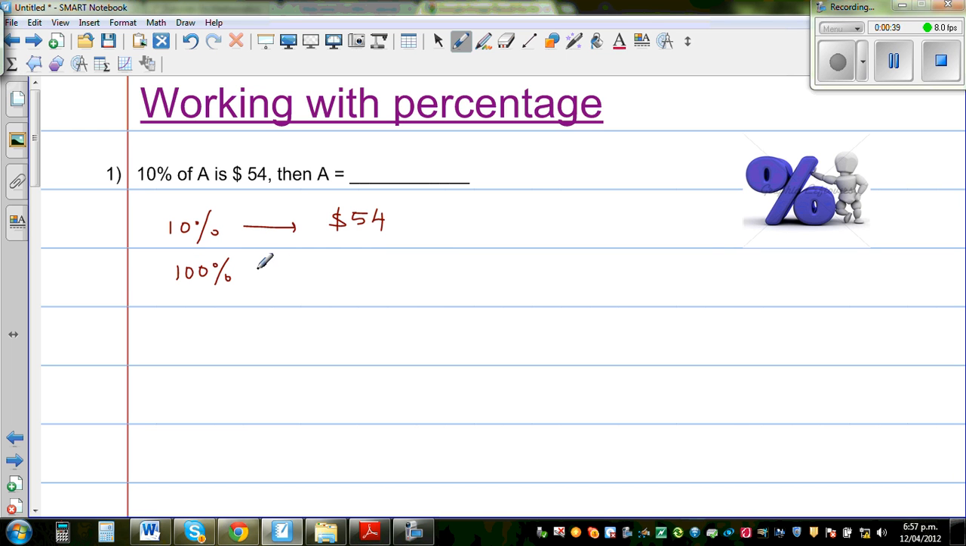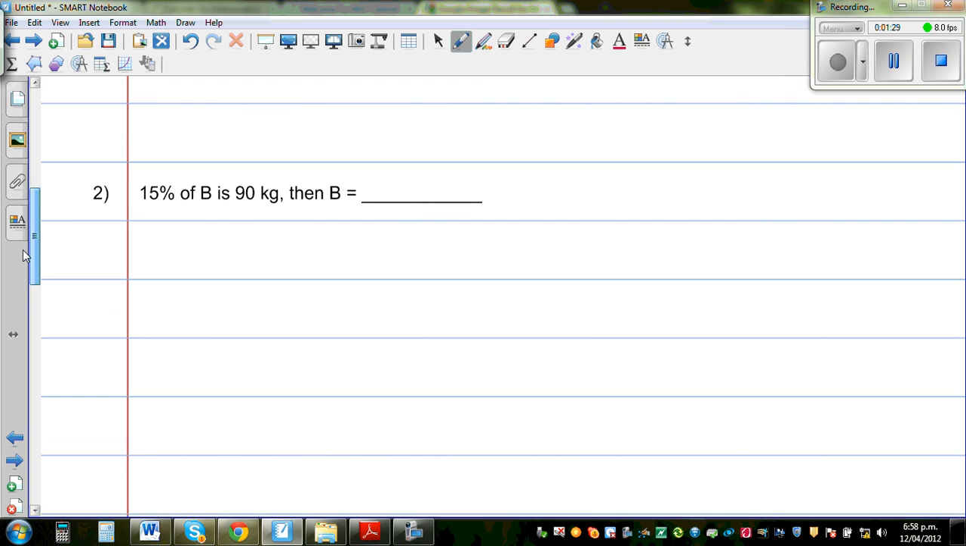If you look at any question on percentage, or in fact any question in a proportional manner, you will find it quite easy. I'm asking the question, if 10% is 54 and I want to find 100%, 10 goes in 100 how many times? 10 times 10 is 100. So from 10, if you want to find 100%, you have to make this 10 times bigger. So you do the same thing to this number. If you make this 10 times bigger, it's $540. So the answer is 540. Or in other words, 10% of 540 is 54.